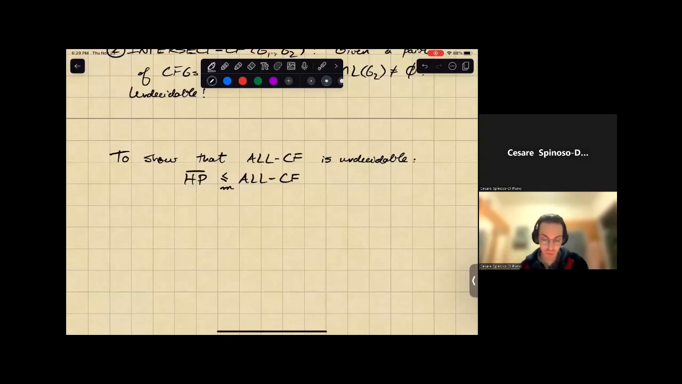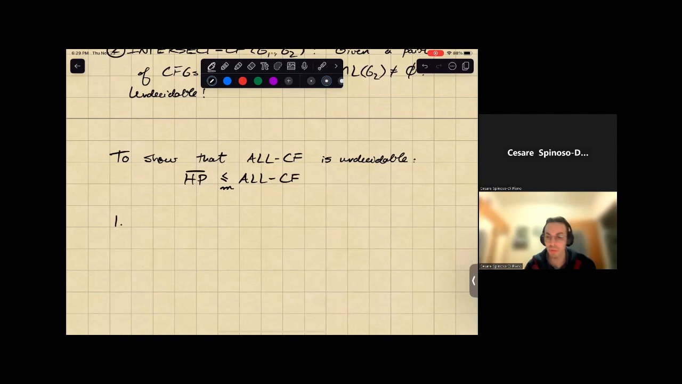Okay, so how can I actually show that the all CF problem is undecidable? To do this, I'm going to mapping reduce the not halting problem to the all CF problem. Because the not halting problem is undecidable, so will the all CF problem be. And so to do this, I'm going to give you the setup that I've been giving for all previous mapping reductions, when I give the two steps that I need to do, right?